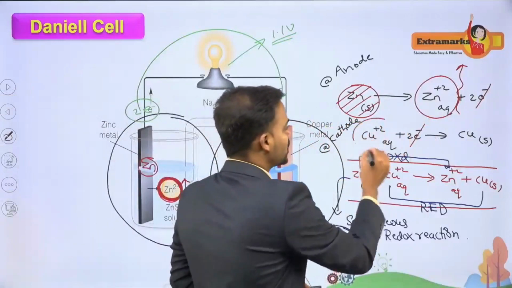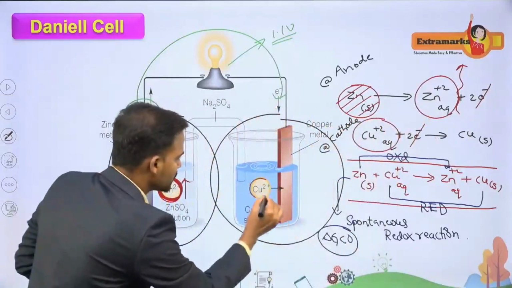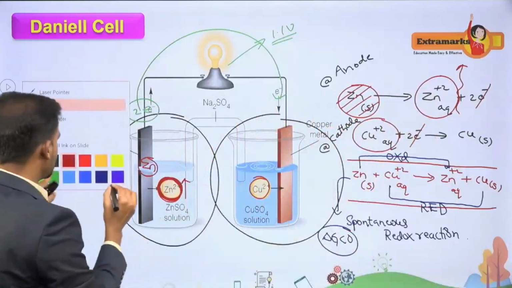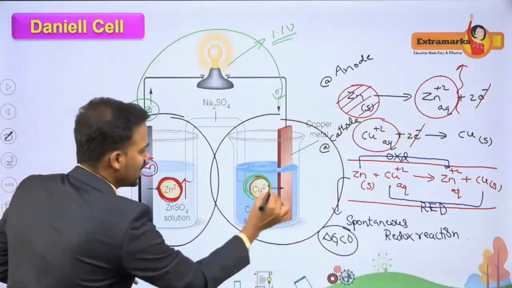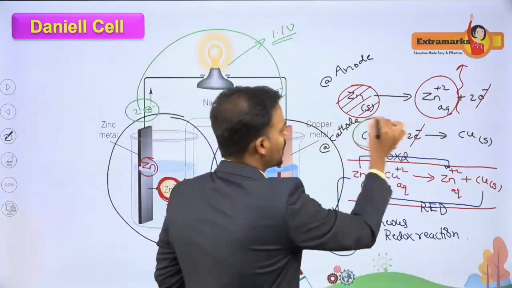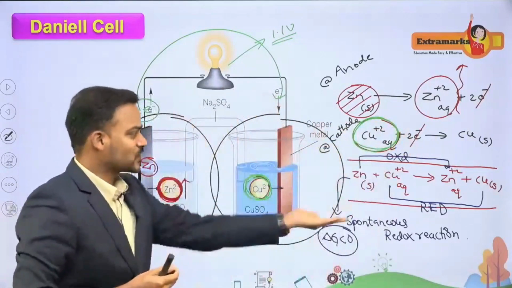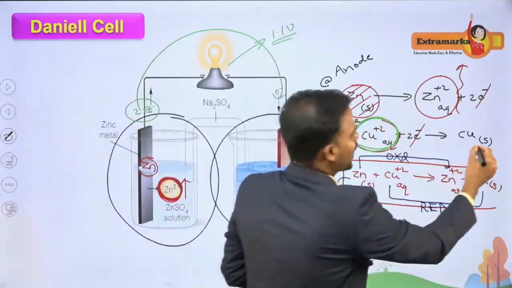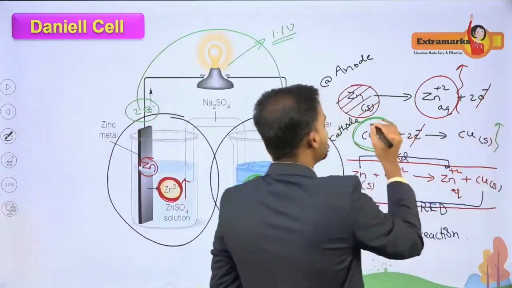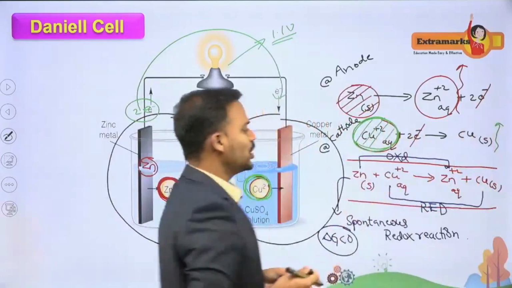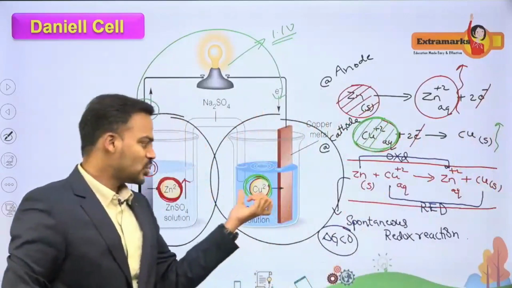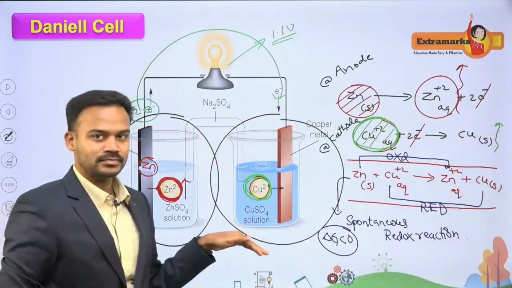Tell me, these Cu plus 2 ions which are there in the solution, what is happening to them? They are getting accumulated as copper. It means this copper accumulation will increase, and the Cu plus 2 ions will slowly become lesser. The concentration of Cu plus 2 ions will decrease.